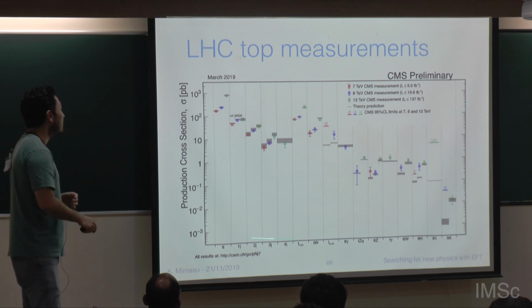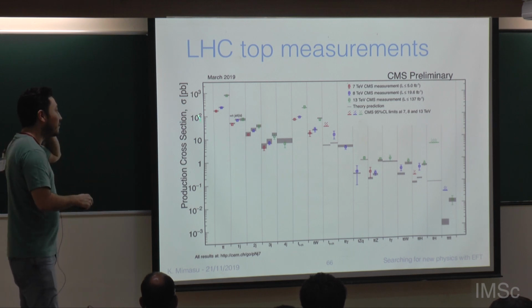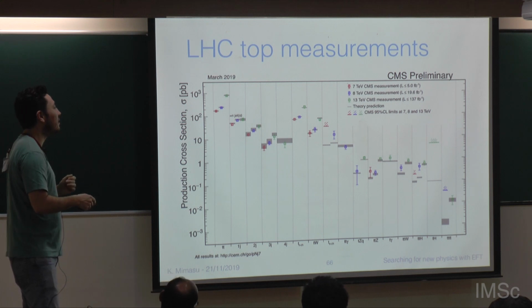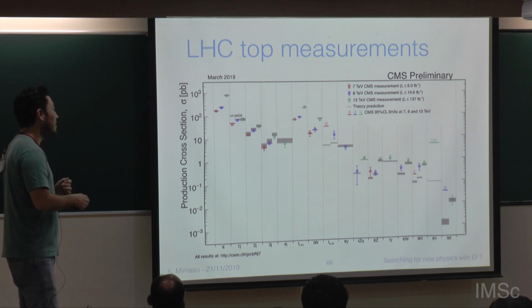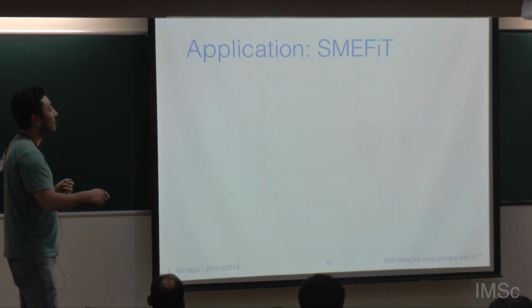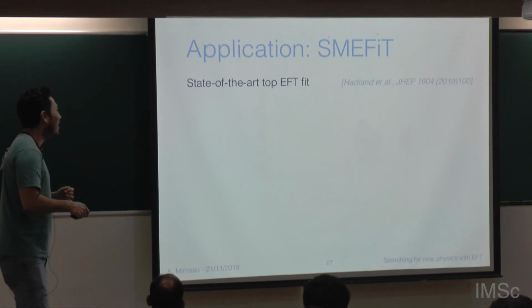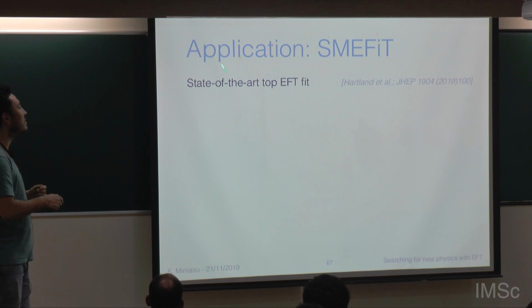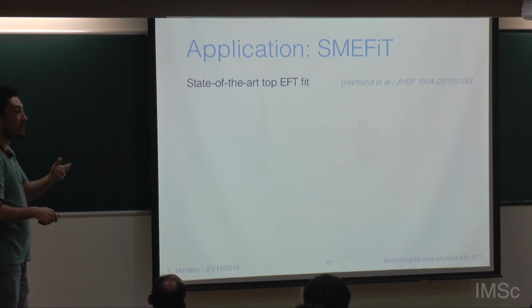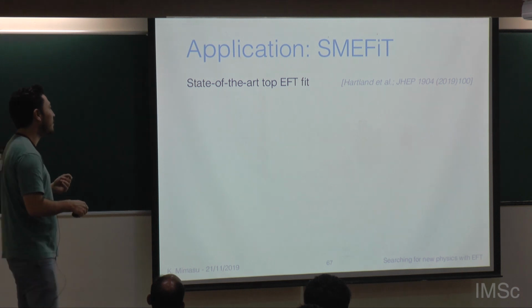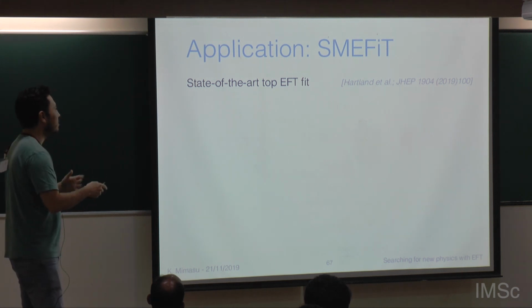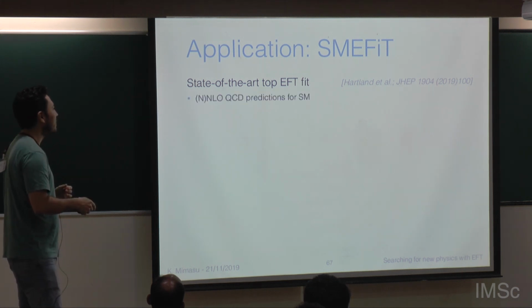So this is a plot of all the different types of measurements that we could use for a global fit, and indeed were used by this SMEFiT collaboration, of which Fabio is a member, where this is probably the state-of-the-art top EFT fit. There has been another more recent paper as well by some other collaborators with Fabio, which I think is on similar footing to this one.